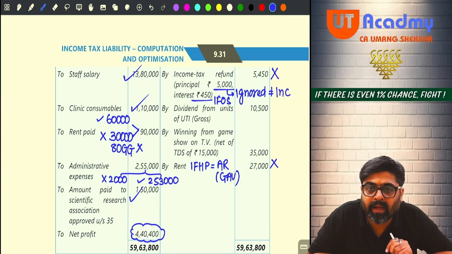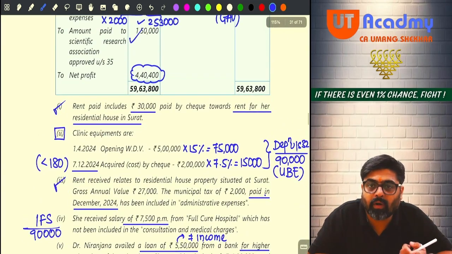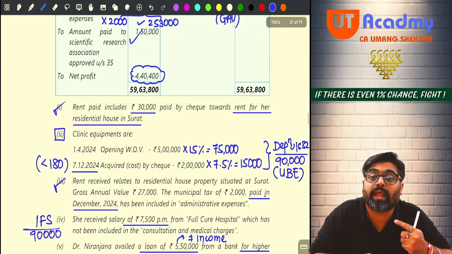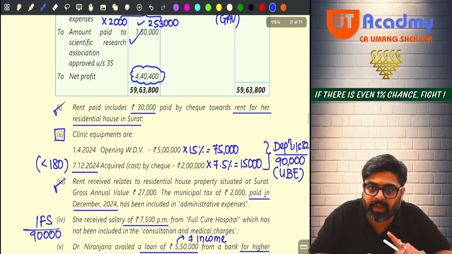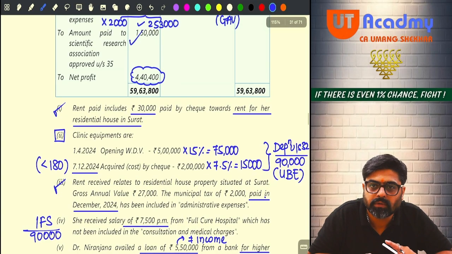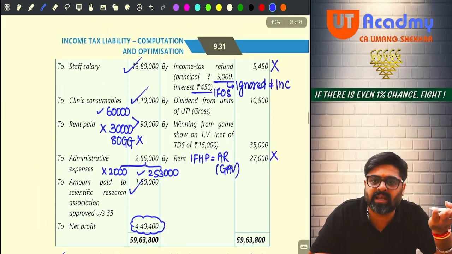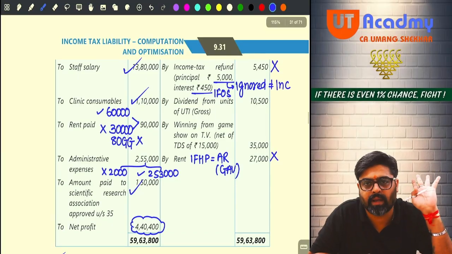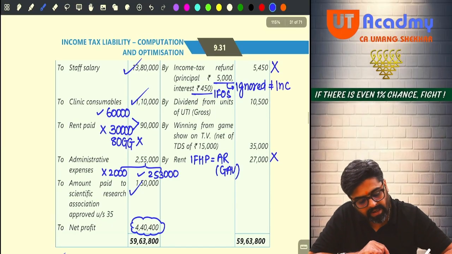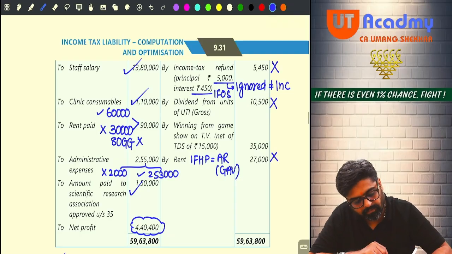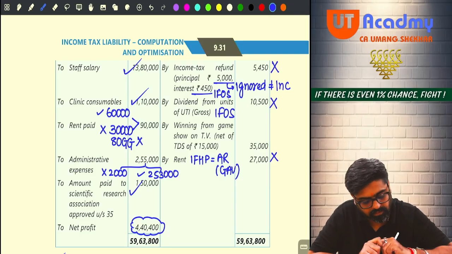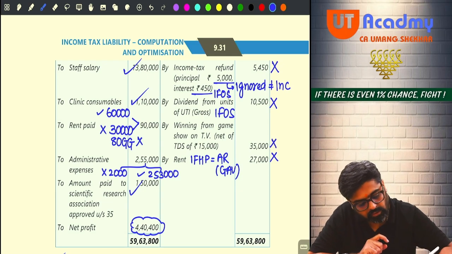But wait, in my profit, I have already added 5450. So to calculate my PGBP income, I will reduce 5450. Yes or no? That time I don't have to ignore 5000. That time the entire 5450 I will reduce. But when I bring this 5450 in IFOS, I cannot tax the entire 5450. I will tax only 450. Okay. Dividend. This is not my PGBP income. This is my income from other sources. Winnings. This is also not my PGBP income. This is my IFOS income.